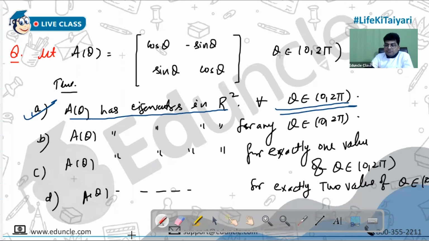Yes, there is some problem in this question. You are saying right. See, if you take theta equal to pi by 2, it has complex eigenvalues, student.